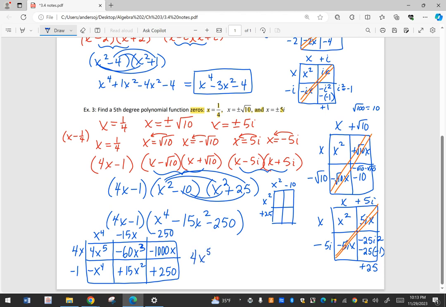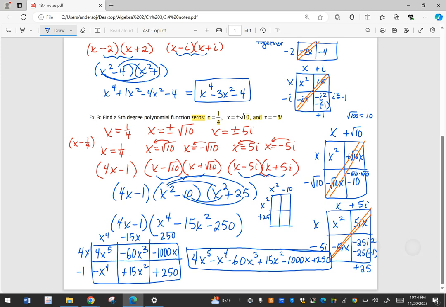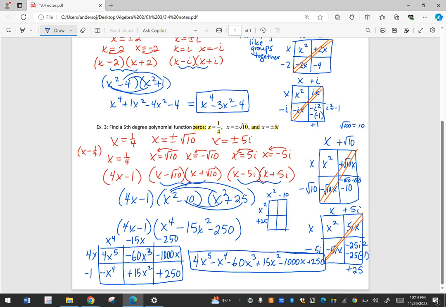So here I have 4x to the fifth minus x to the fourth. This is going to be a long one. 60x cubed, 15x squared, 1000x plus 250. So I have a very large polynomial there, a lot of multiplication happening for this problem. But I've stayed very organized, kept everything nice and neat to get my end result. Again, take a second and pause that video to make sure that you have it all copied down and that we didn't make any mistakes as we are going through.